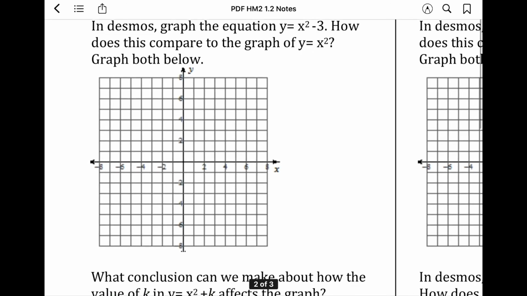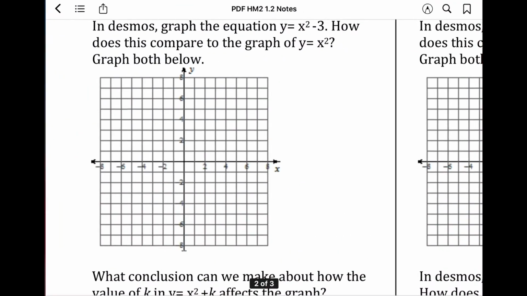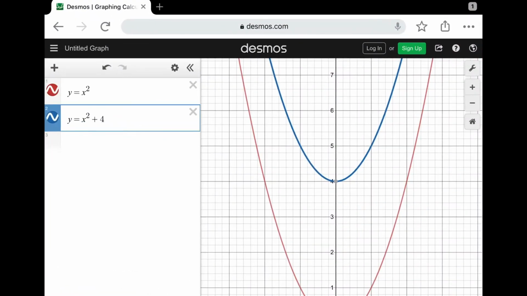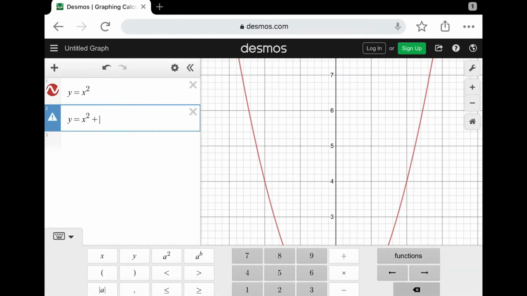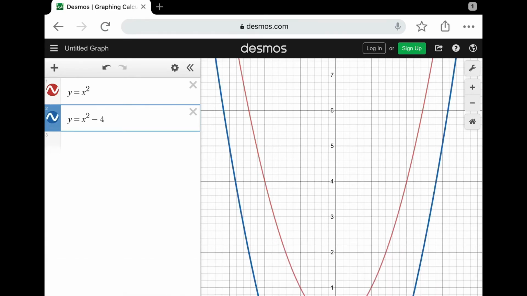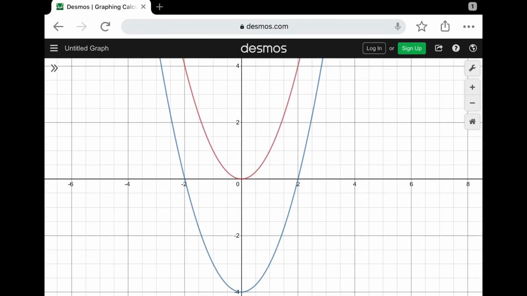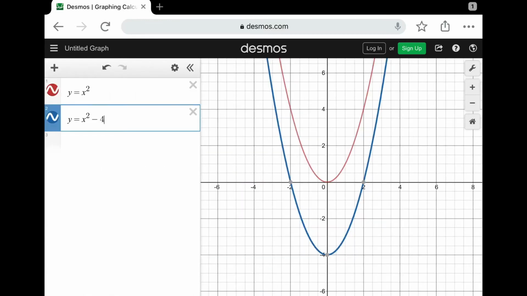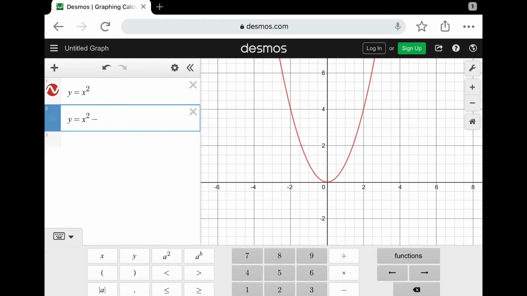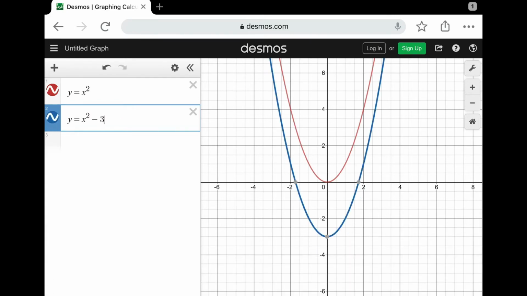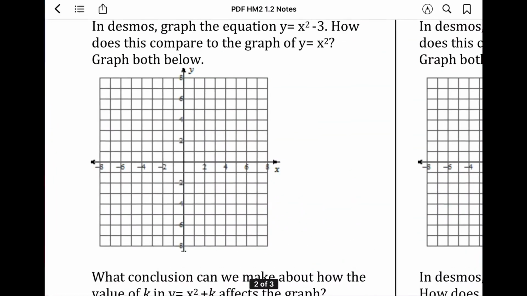So let's do another one. What if it was instead x squared minus 3? So let's look at this. Let's go to Desmos. So instead of going up 4, we went down. And did I type it in wrong? Yes, I did. Should be 3. So we went down 3.